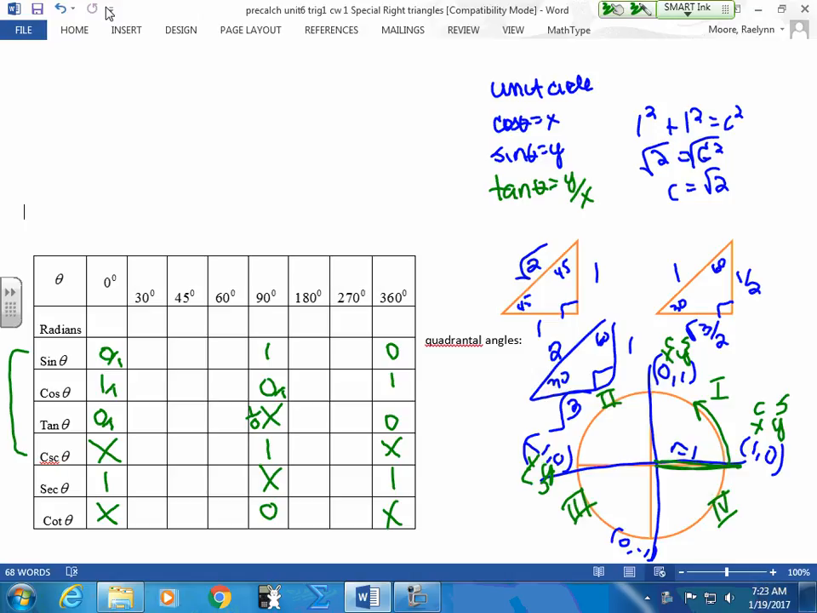180. What's the sine of 180? It's the y value, 0. What's the cosine of 180? Negative 1. What's the tangent of 180? 0. 0 divided by negative 1, 0. What's the cosecant? I flip my sign over.